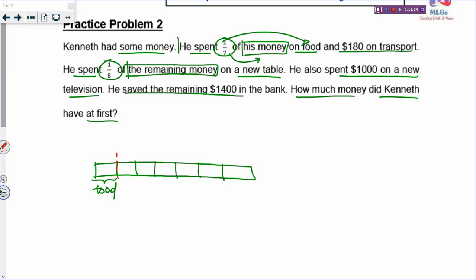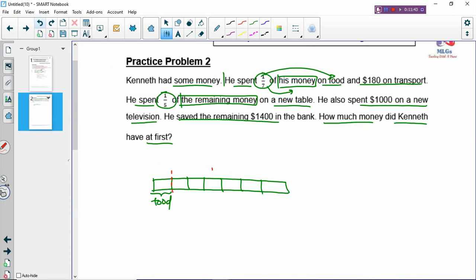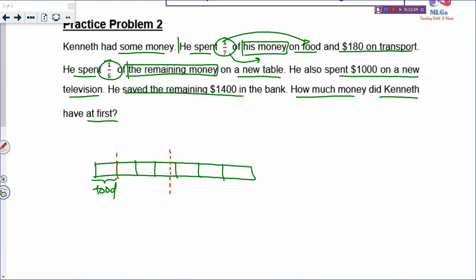I can draw a dotted line somewhere, anywhere, as long as I should not draw half. Otherwise you get confused and think that you cut the box into half. So I would like to do this, maybe something like this, so that you don't get confused and start thinking that every box is half, or you cut the box into half. So this is the $180 on transport.